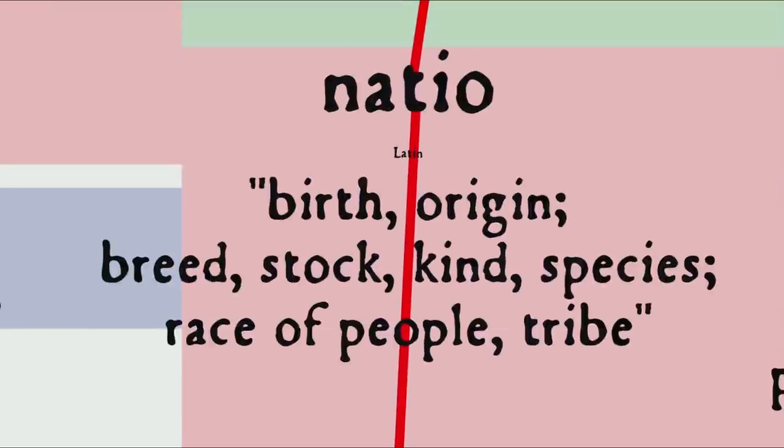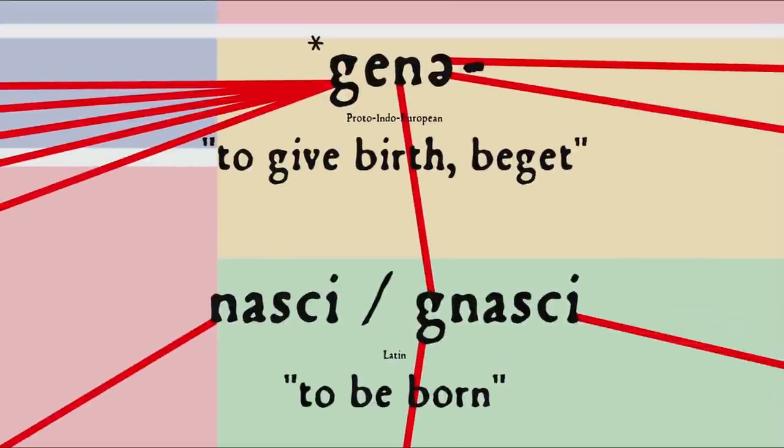Old French nation came from Latin natio, birth, origin, breed, stock, kind, species, race of people, tribe, from the past participle natus of the verb nasci, to be born, originally spelt gnasci in Old Latin, and can thus be traced back to the Proto-Indo-European root gena, to give birth, beget.